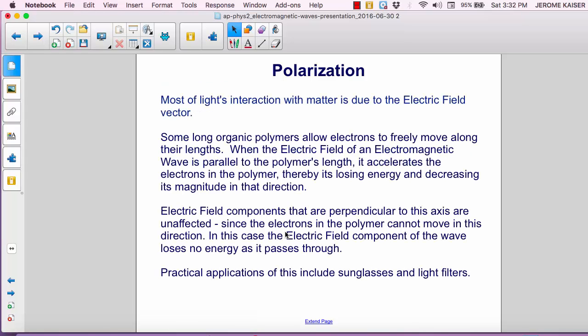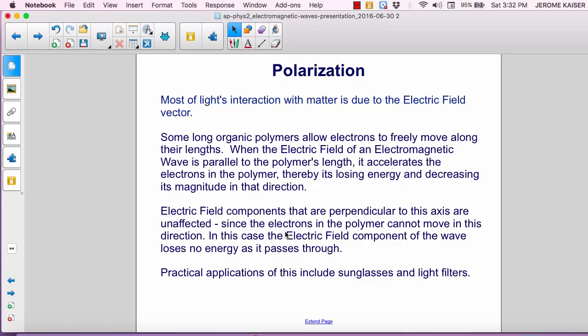Most of light's interactions with matter is due to the electric field vector. Some long organic polymers allow electrons to freely move along their lengths. When the electric field of an electromagnetic wave is parallel to the polymer's length, it accelerates electrons in the polymer, thereby losing its energy and decreasing its magnitude in that direction.